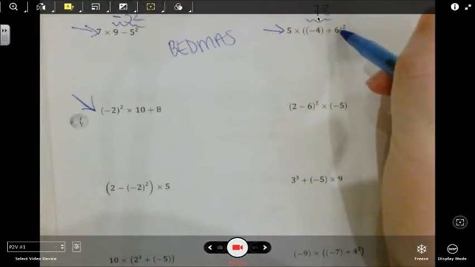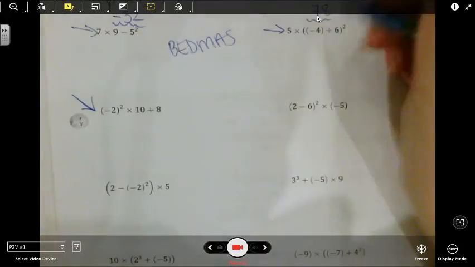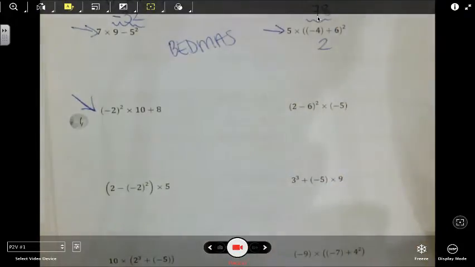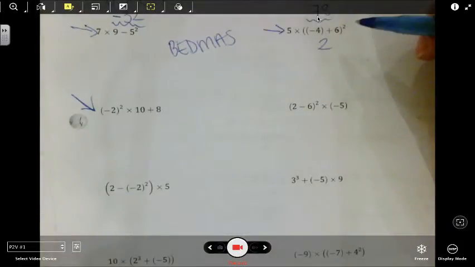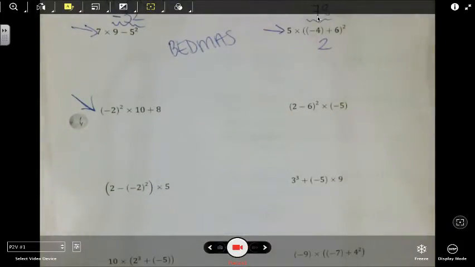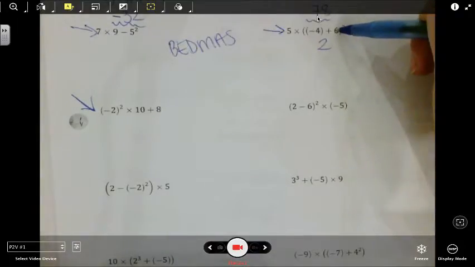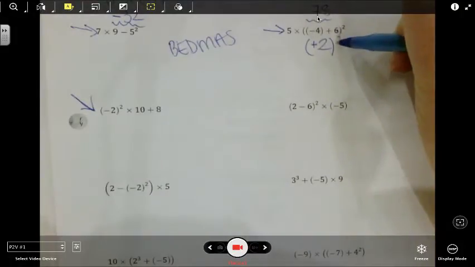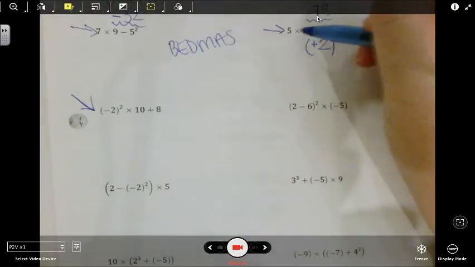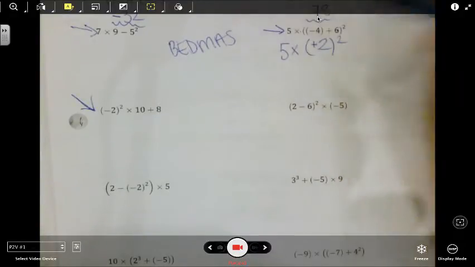So you do 6 minus 4 is 2, and then you take the sign of the bigger number, meaning the absolute value of the bigger number. 6 is a bigger number than 4, so I'm going to keep the sign that's in front of the 6. So it's +2, and I have 2 squared. I can't forget about my 5 over here, so I bring down 5 times 2 squared.